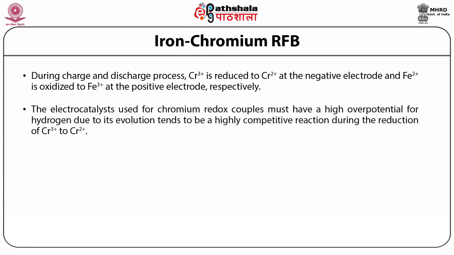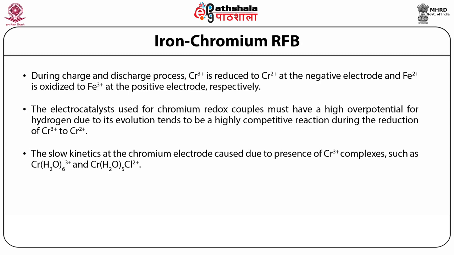The electrocatalyst used for chromium redox couples must have a high overpotential for hydrogen, as hydrogen evolution tends to be a highly competitive reaction during the reduction of Cr3+ to Cr2+. The electrocatalysts used in this system included gold, lead, thallium, and bismuth.